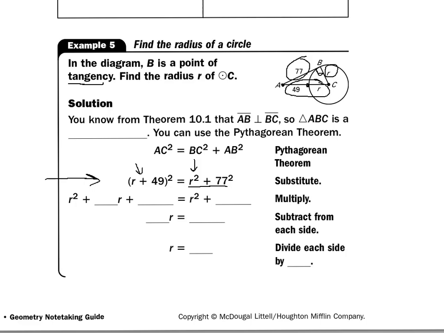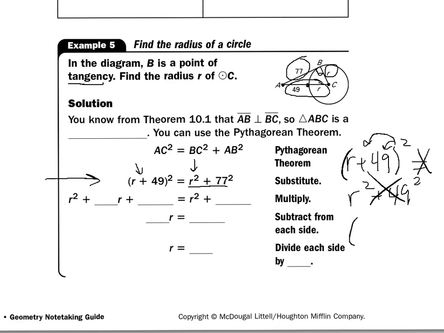Now, it's very, very important that you don't say that r plus 49 squared equals r squared plus 49 squared. You can't just take this in. This is wrong. Because you should remember from Algebra 1 that r plus 49 squared is r plus 49 times itself, which means that we have to FOIL it. I know that some of you are really comfortable with foiling. If you're not, here's another way to think about it.